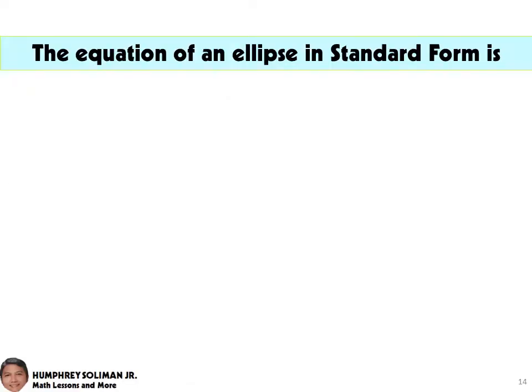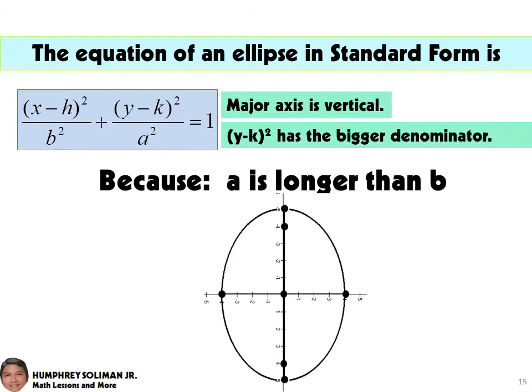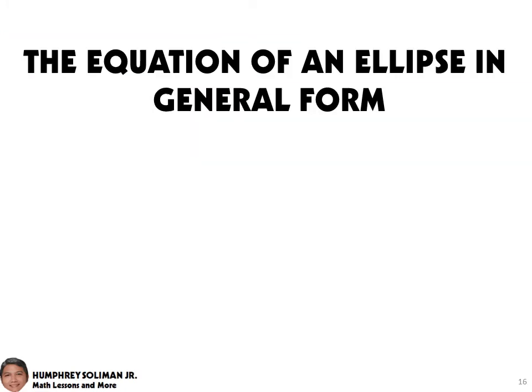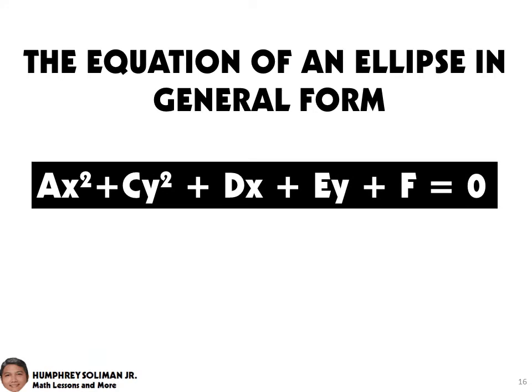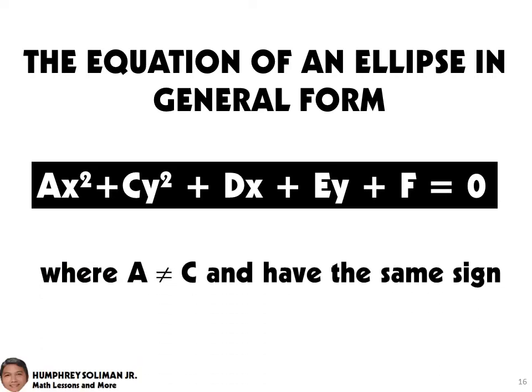Now for the equations of the ellipse. If the major axis is horizontal, the quantity x minus h squared has a bigger denominator, because a is longer than b. If the major axis is vertical, the quantity y minus k squared has a bigger denominator, because again, a is longer than b. For the general form of equation for an ellipse, we have ax squared plus cy squared plus dx plus ey plus f equals 0, where a is not equal to c, and have the same sign.